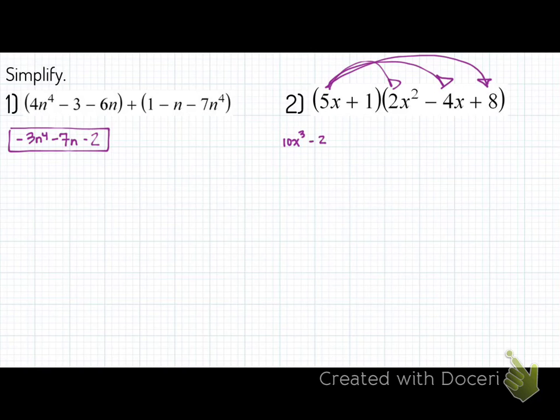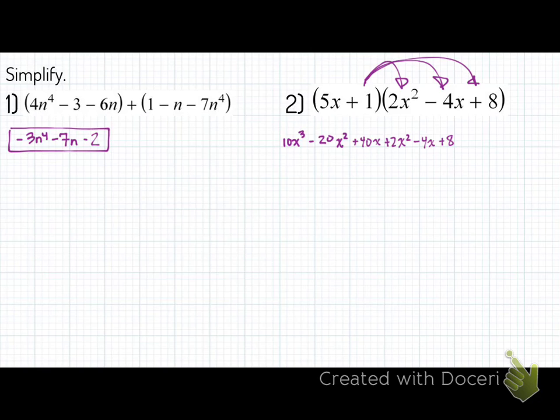5x times negative 4x is negative 20x squared. 5x times 8 is going to be positive 40x. And then we're going to do that again. So we just did it with a 5x, so we're done with working with that. Now we're going to do it with a 1. So 1 times all of this, right? So 1 times 2x squared is just 2x squared. 1 times negative 4x is negative 4x, and 1 times 8 is 8.